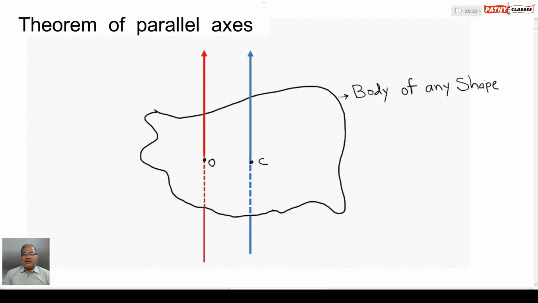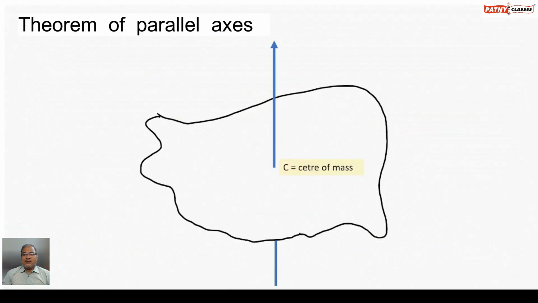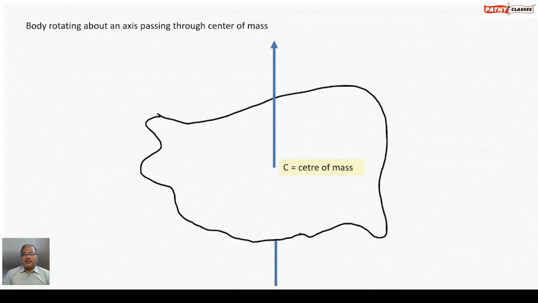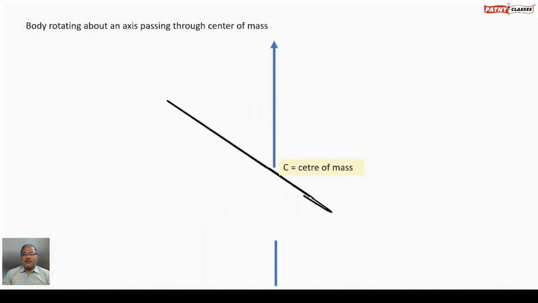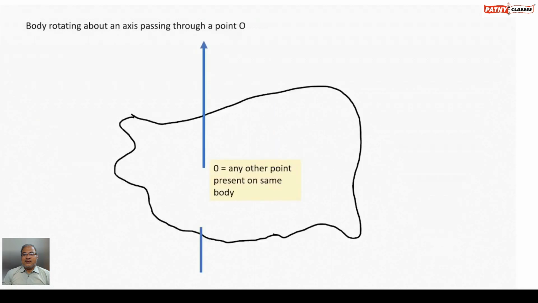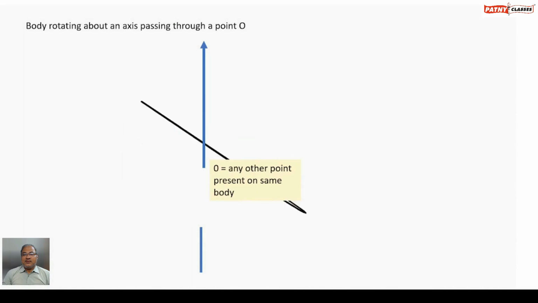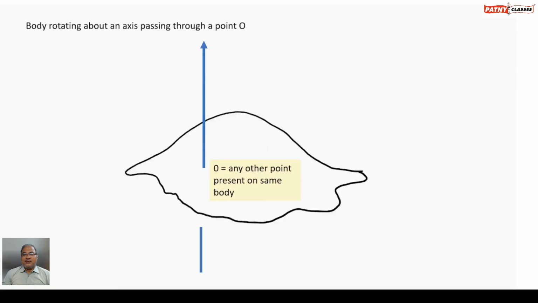Here, a body of any shape. The axis of rotation passing through center of mass. The body is rotating about the axis passing through the center of mass. Now another situation where the axis of rotation passing through the point O. Point O is any other point on the body other than center of mass. So O be any point present on the same body, other than center of mass, and the body is rotating about the axis passing through the point O.